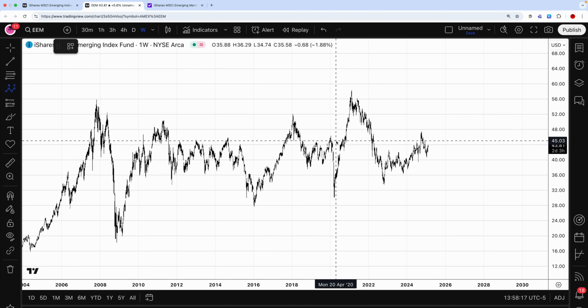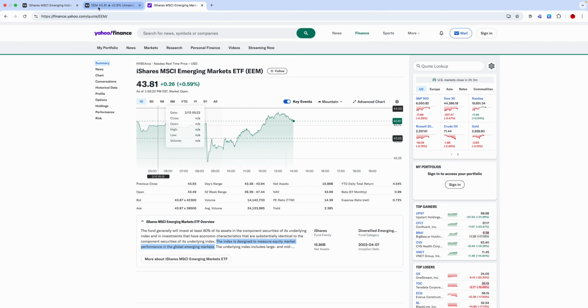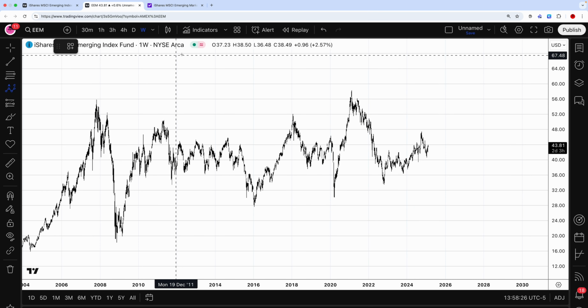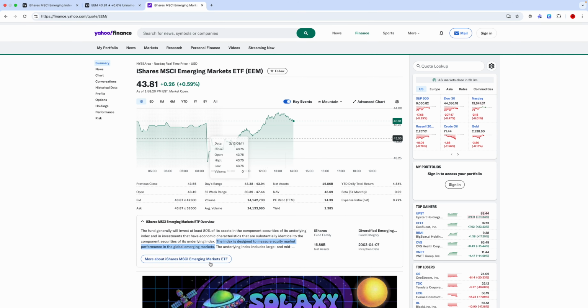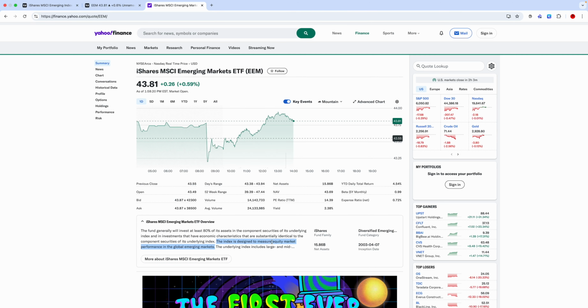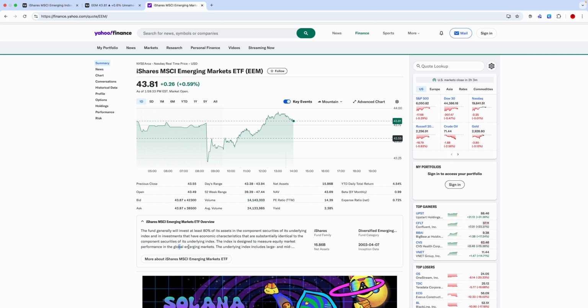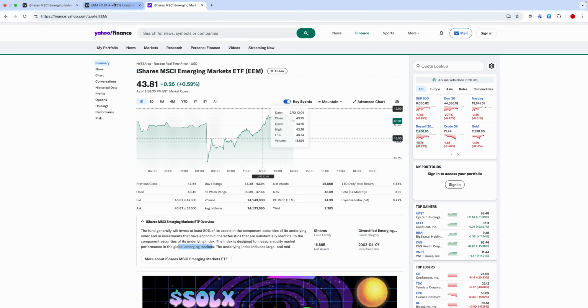For another update. In today's analysis, we're going to be taking a look at equities. I think this is a very important chart to watch, considering it is like an indicator on the global economy or the global markets, you could say. And the index is designed to measure equity market performance in the global emerging markets. So it's a very important chart to be watching.